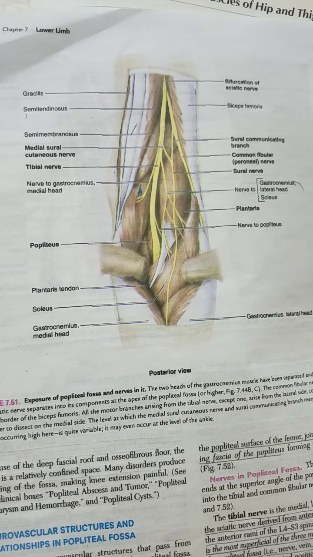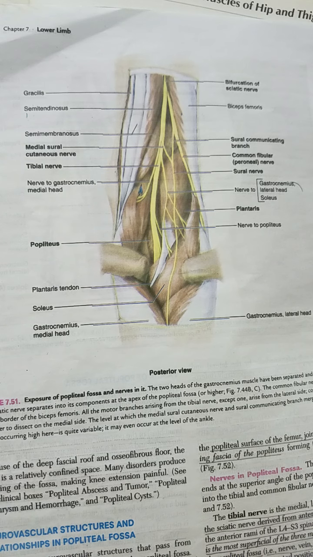Now there are three cutaneous nerves within the superficial fascia as well, and these are the terminal branch of the posterior cutaneous nerve of the thigh, the medial sural cutaneous nerve, and the lateral sural cutaneous nerve, and together these two join together to form the sural nerve. And these are the structures which are present in the superficial fascia.